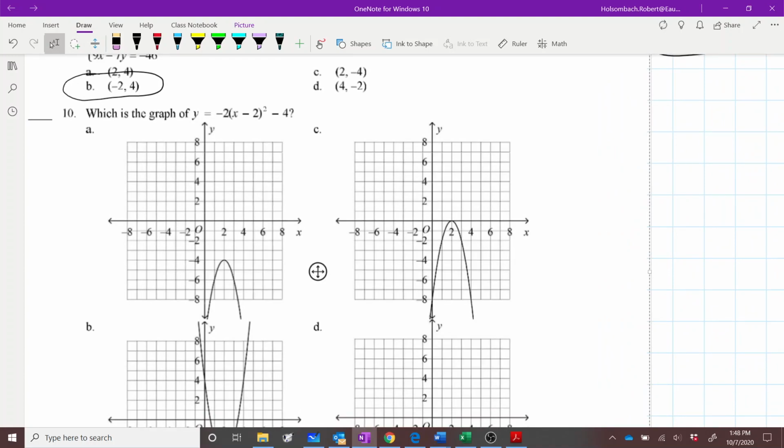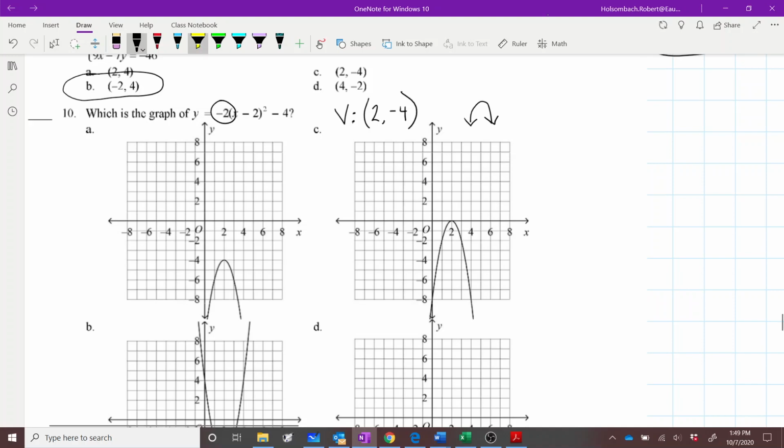Alright, number 10, which is the graph? Based on this vertex form of this equation, the vertex of this graph is at 2, negative 4. And since this a value is negative, this graph goes down. So we're looking for a vertex that's at 2, negative 4, and it goes down. There's one.